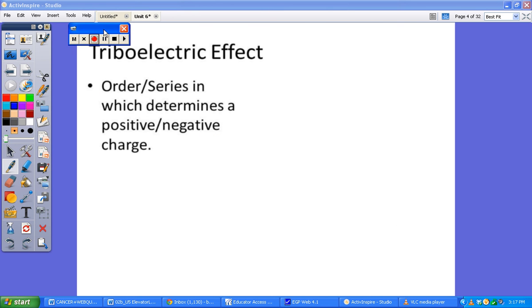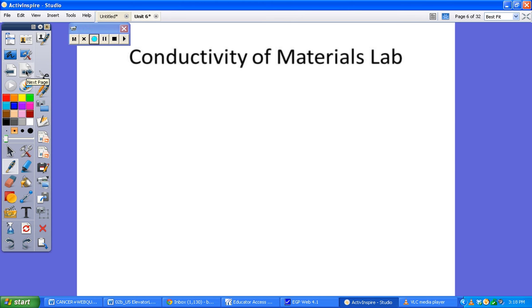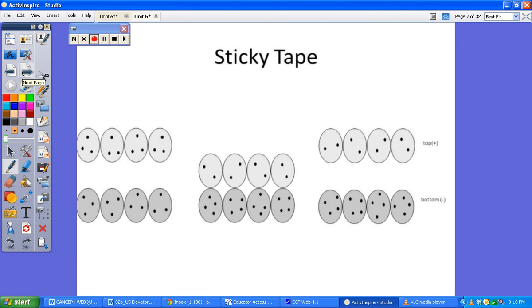So that was the triboelectric effect, where there's this order or series which determines a positive or negative charge. For example, your hair becomes staticky all the time because it's naturally positively charged. We did the bell work question here, converting grams to moles. That won't be on this test. Conductivity of materials lab. So we used the conductivity tester to figure out if we had an insulator versus a conductor, which I believe is on one of the next few slides here.